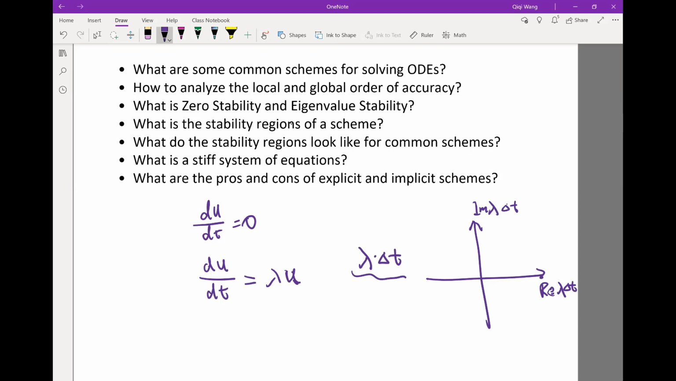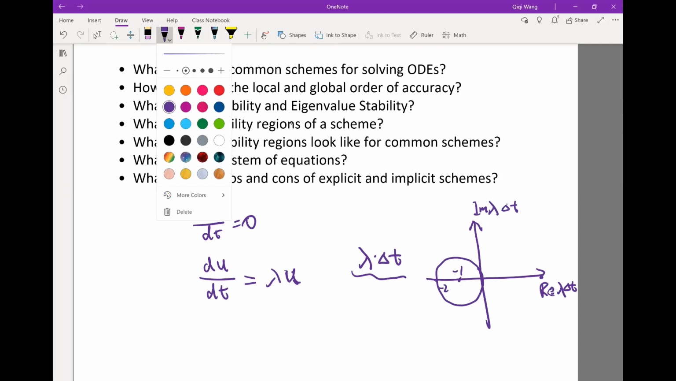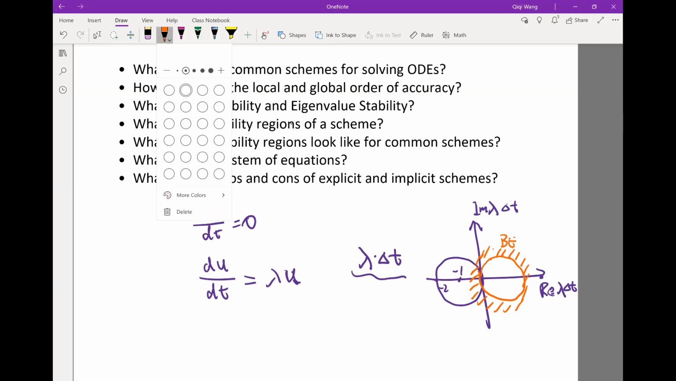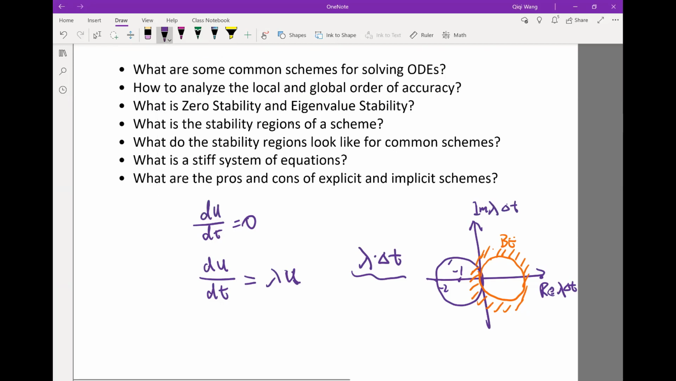Okay, so we learned the stability region of forward Euler, something like this: a circle centered at -1 that extends to -2. So that's forward Euler. And we also learned backward Euler. It's a circle on the right. However, it is not stable inside the circle. It's stable outside the circle. So that's backward Euler. For forward Euler, the stability region is inside the circle.